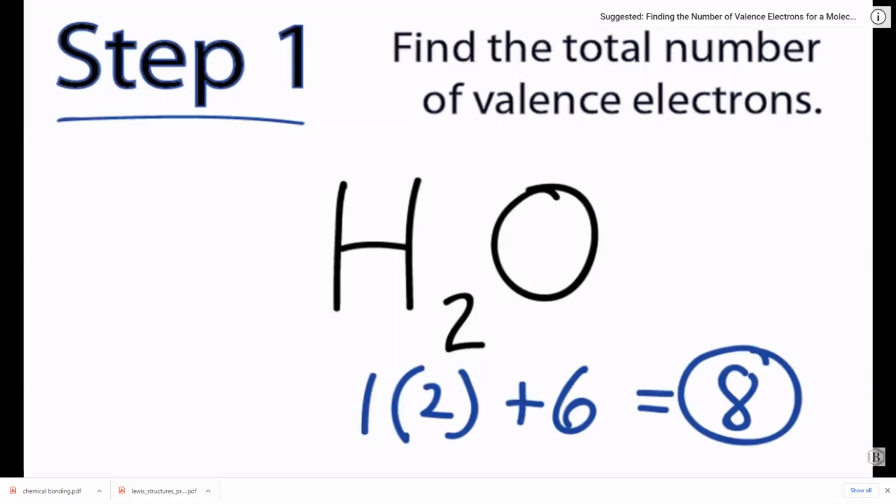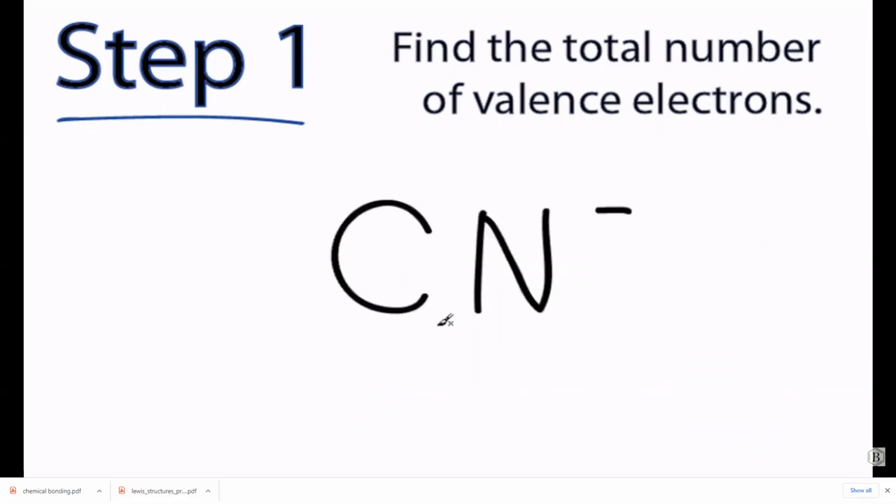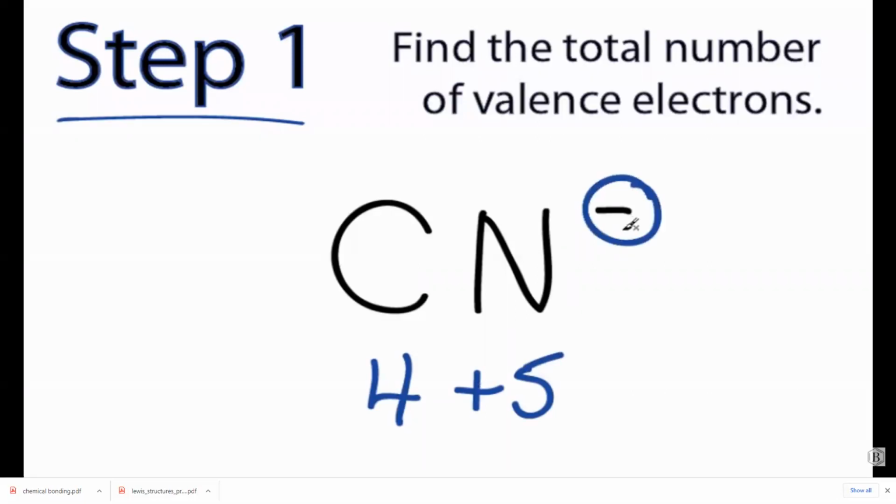Remember, valence electrons are the outer shell electrons. They're the ones that form chemical bonds and interact with the world around them. Let's try one more, cyanide. For cyanide, we can look on the periodic table again. Carbon has 4 valence electrons, and nitrogen has 5. The trick for this one is, though, it's a negative ion. This negative sign right here tells you that there's going to be 1 extra valence electron. So 4 plus 5 plus 1, 10 valence electrons for the cyanide ion.